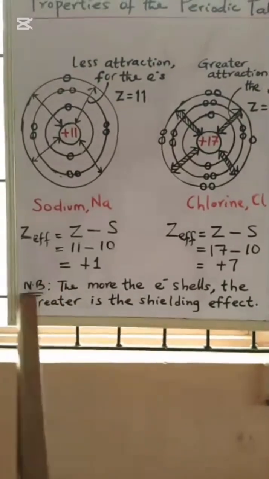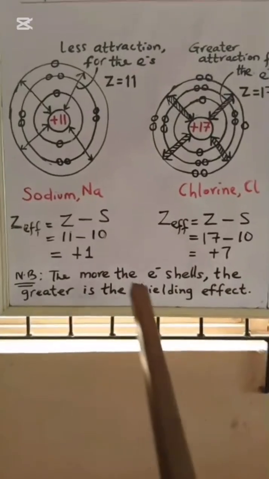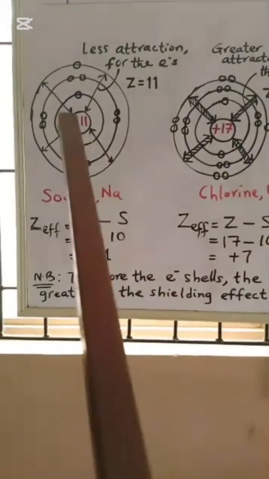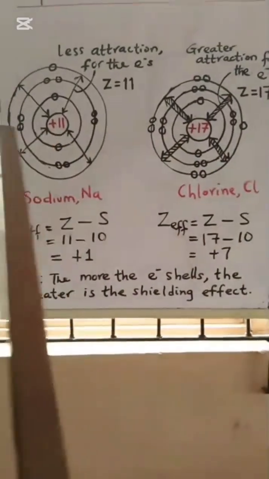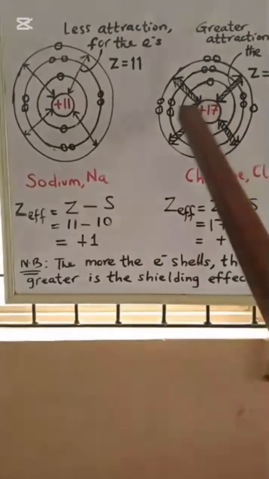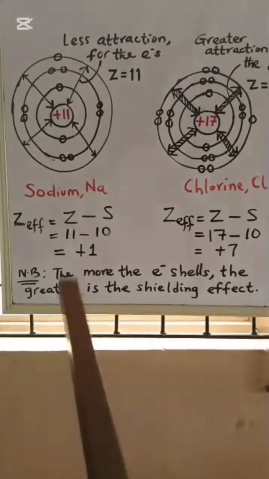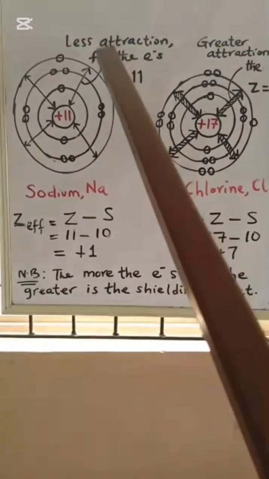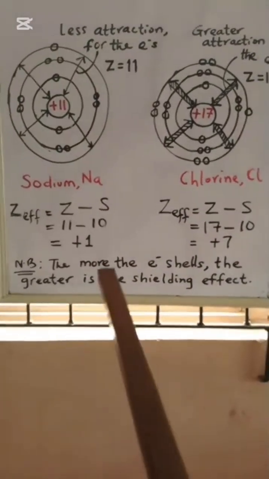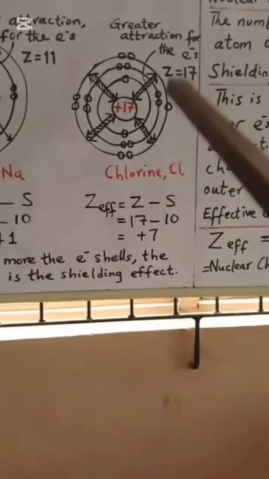Alright, so lastly, I want to explain this footnote. The more the electron shells, the greater is the shielding effect. Now you can see across the period from left to right, this is period 3, sodium is in group 1, chlorine is in group 7, but they are in the same horizontal period. They have the same number of electron shells, 3 and 3. But if you go down group 1, the shells are increasing. So we have lithium, sodium, potassium, and cesium. As you're going down the group, the shielding effect is getting greater because the shells are increasing. Similarly for chlorine, all right?